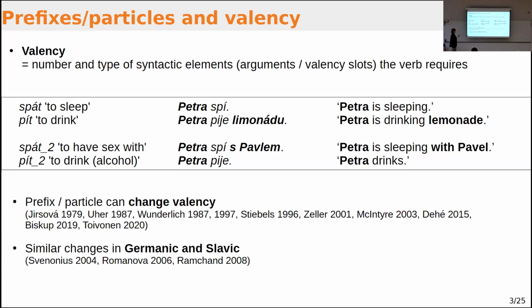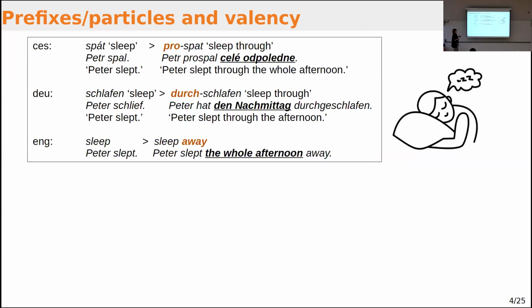And in connection with prefixes and particles, it has been observed in previous literature that the addition of the prefix or particle, aside from changing the verb's meaning, can also lead to changes in the verb's valency. And there have been some similarities in the changes that have been noticed in Germanic and Slavic languages. I will demonstrate this on an example.